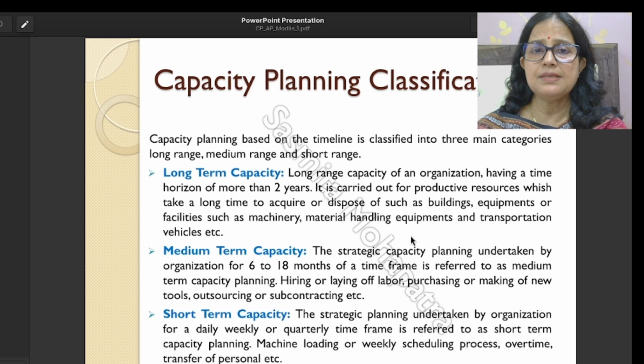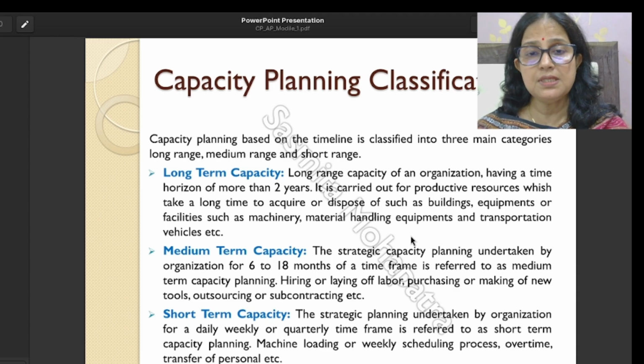So capacity classification, if we say, is long-term capacity, medium-term capacity and short-term capacity planning. When we plan for 2 years, more than 2 years, 5 years, 10 years, beyond 10 years also, that is called long-term capacity planning. Long-term means that is called strategic capacity planning.